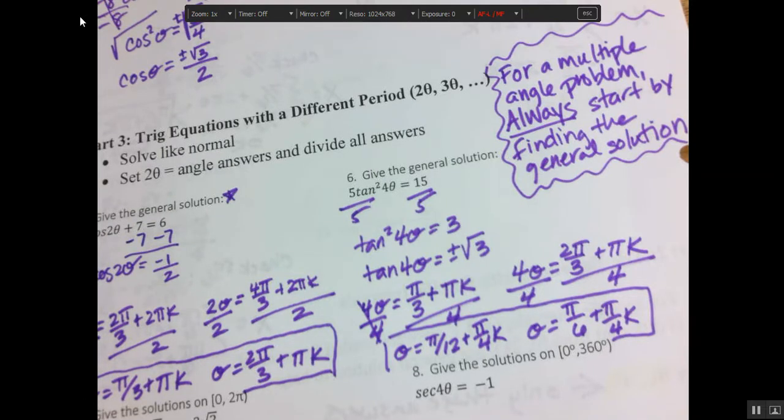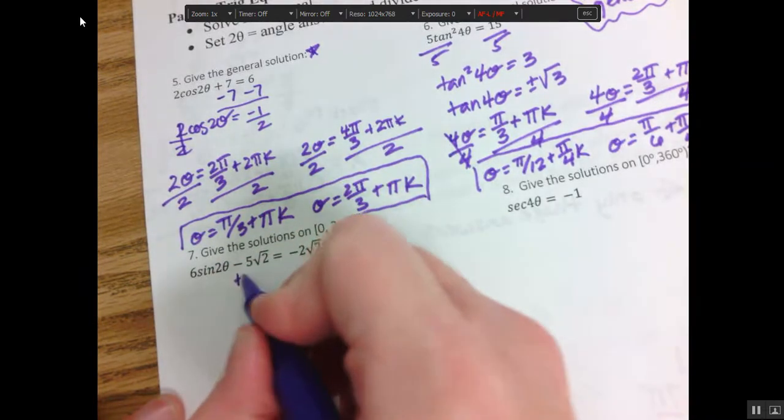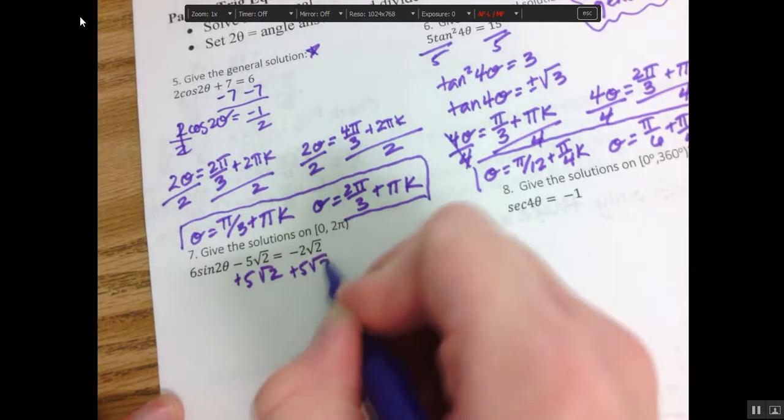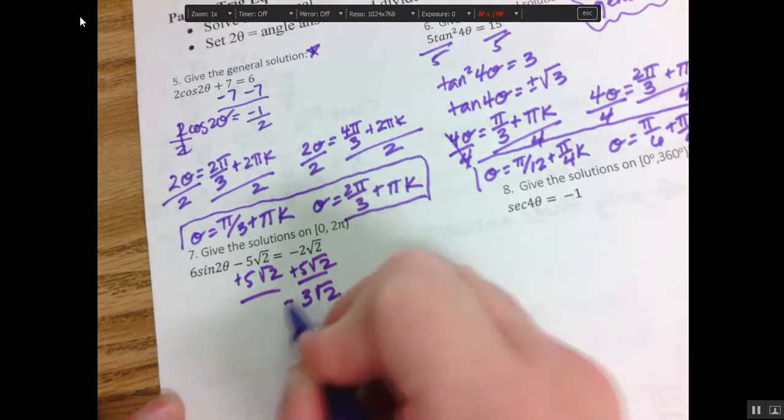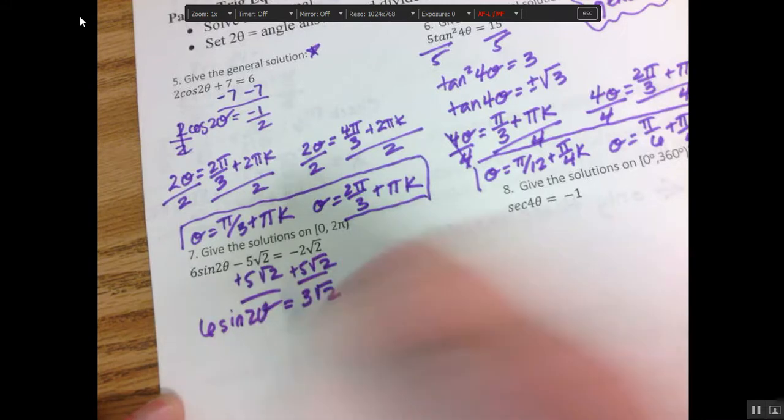We're going to start by isolating sine 2 theta. So if you're done writing the words, you can go to problem 7, start isolating sine 2 theta. Okay. Plus 5 root 2 and divide by 6.